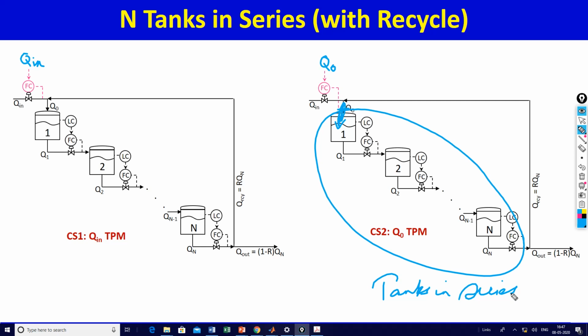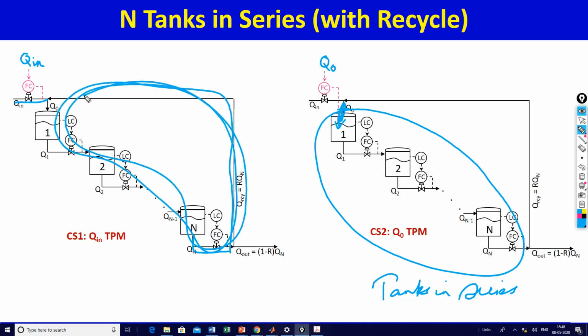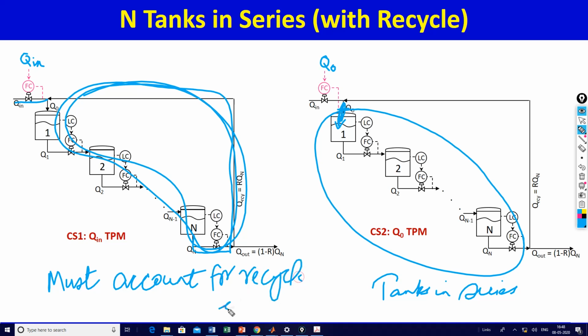On the other hand, what's going on here is how most conventional control systems will be, and I really don't like it. What's going on here is, you make a change here. Because you make a change here, things change through this cascade. This flow increases. As this flow increases, this increases, and then it goes round and round in circles. So you must account for the recycle effect. This is not tanks in series, but tanks in series where you must account for the recycle effect.